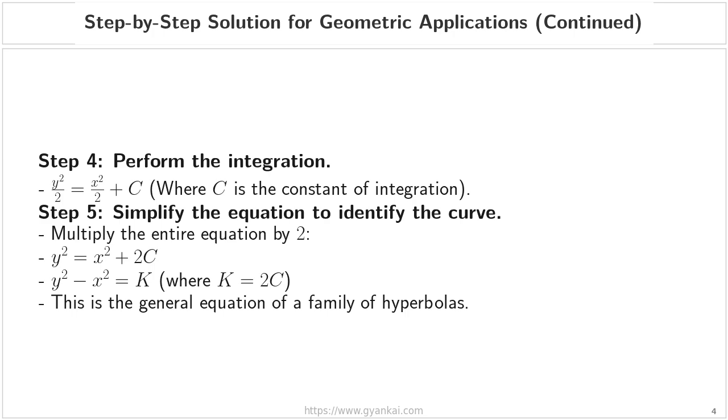This gives us y squared minus x squared equals k, where we've simply renamed 2c as a new constant, k. Looking at this final form, we can recognize this as the general equation for a family of hyperbolas. So, by simply knowing how the slope behaves, we've successfully uncovered the geometric shape itself.